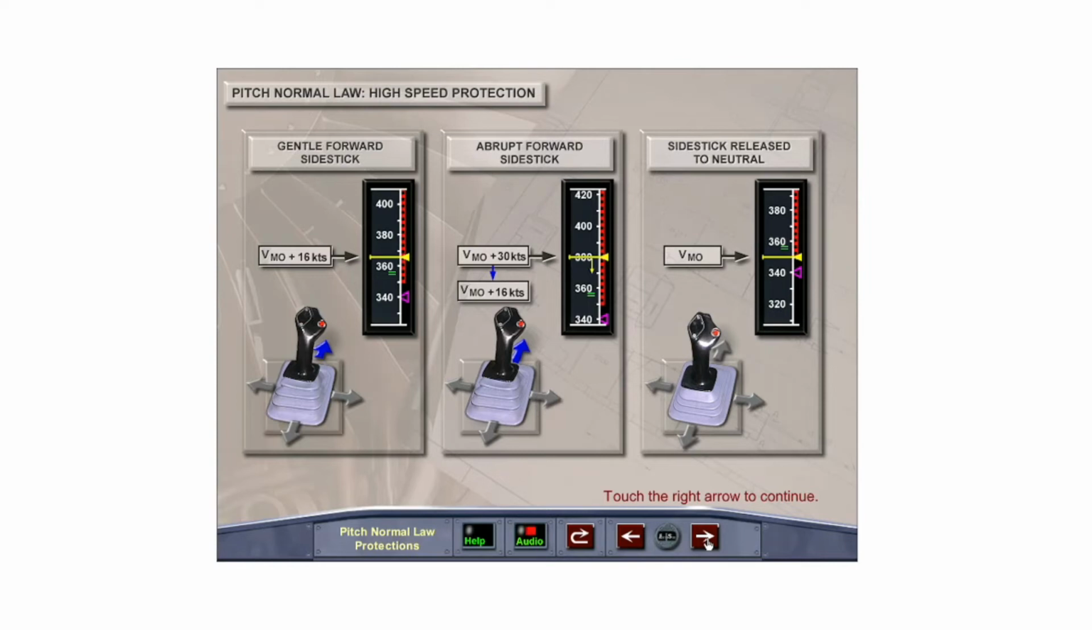If the pilot gently applies full forward side stick input and holds it there, the speed will stabilize at a maximum of VMO plus 16 knots, or MMO to MMO plus 0.04. If he suddenly applies full forward side stick and holds it there, the speed may momentarily increase to a limit of VMO plus 30 knots, then will stabilize at VMO plus 16 knots. If the stick is released to neutral, the speed will stabilize at VMO or MMO.